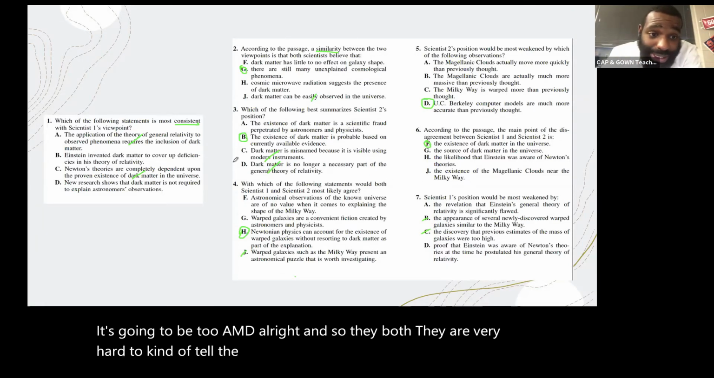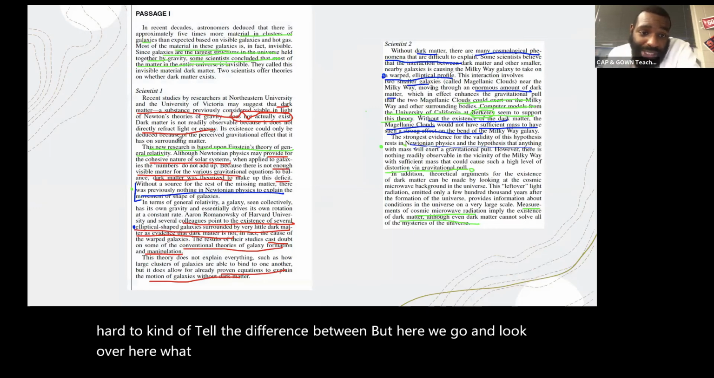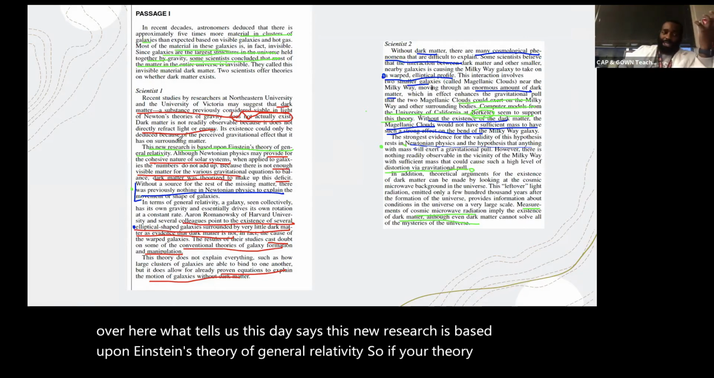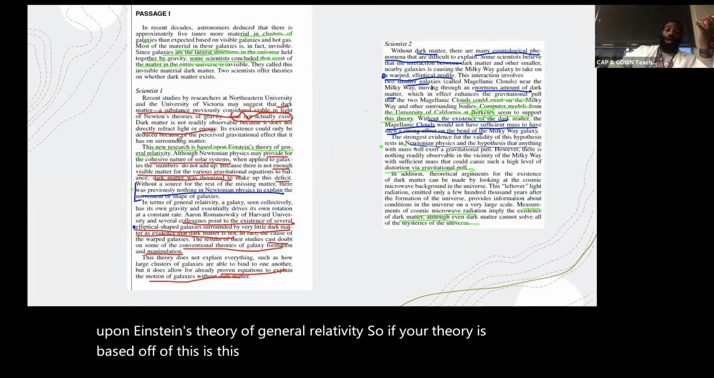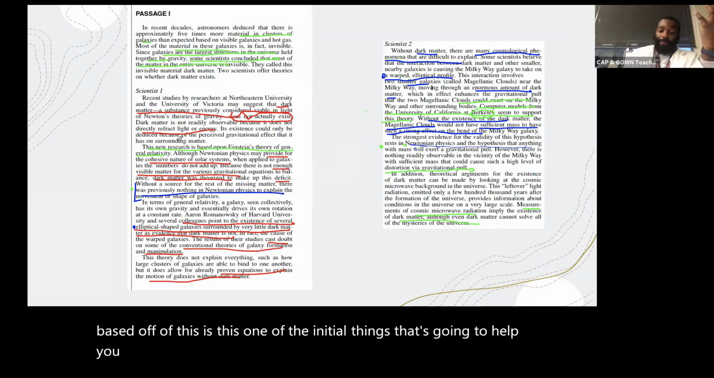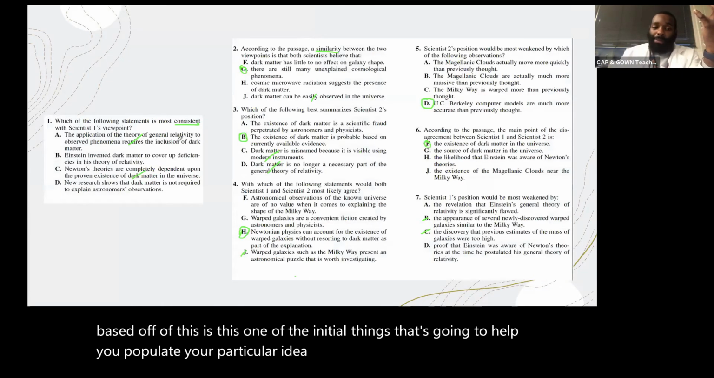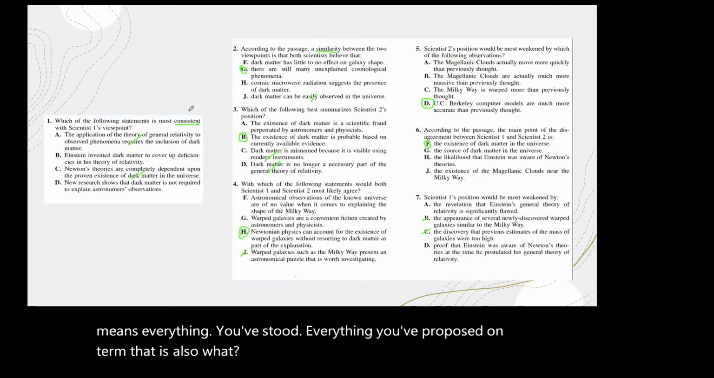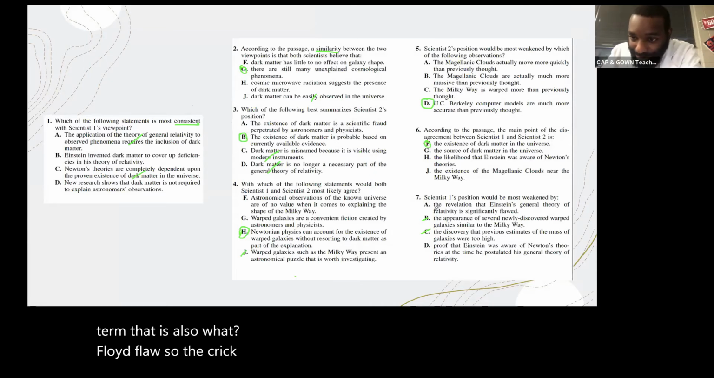They're very hard to tell the difference between. But here we go. When we look over here, what tells us is that it says this new research is based upon Einstein's theory of general relativity. So if your theory is based off of this, if this is one of the initial things that helps you postulate your particular idea, and that theory is flawed, that means everything you've studied, everything you've proposed in terms of that is also what? Flawed.